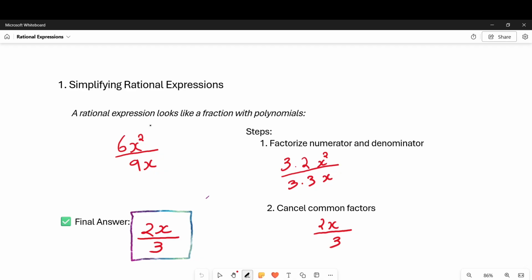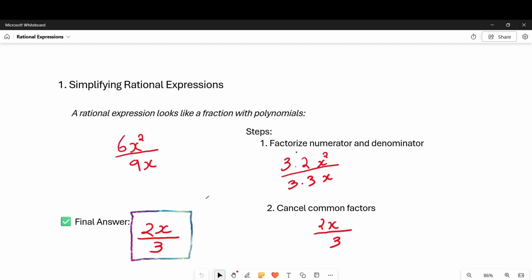Step 1, factorize the numerator and denominator. We already discussed in the previous video how to factorize. So this 6 can be factored as 3 times 2. Then the 9 can be written as 3 times 3. So this 3 and 3 will be cancelled from the numerator and denominator. And here x squared by x, one x can be cancelled out from the numerator. So they cancel the common factors.